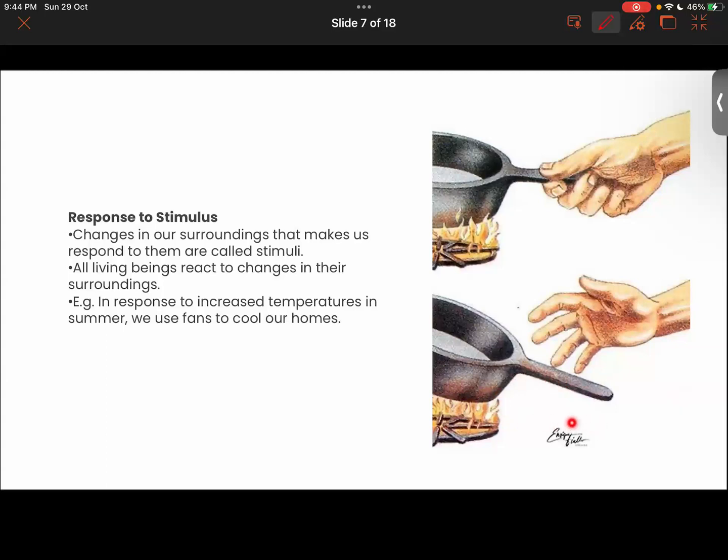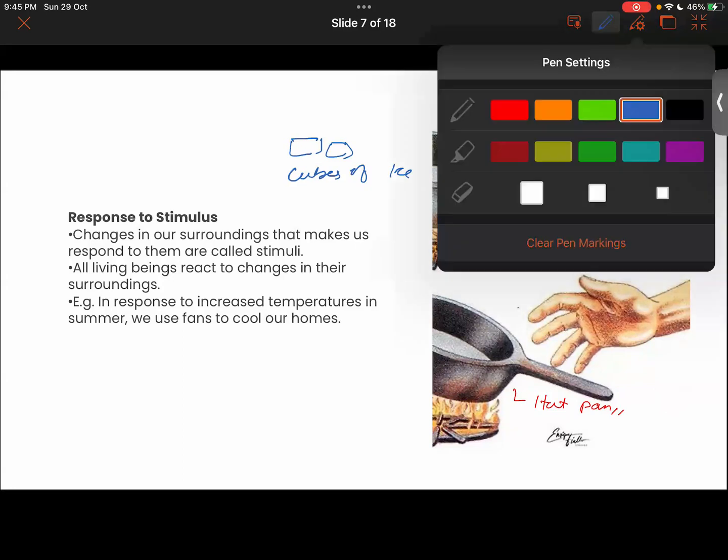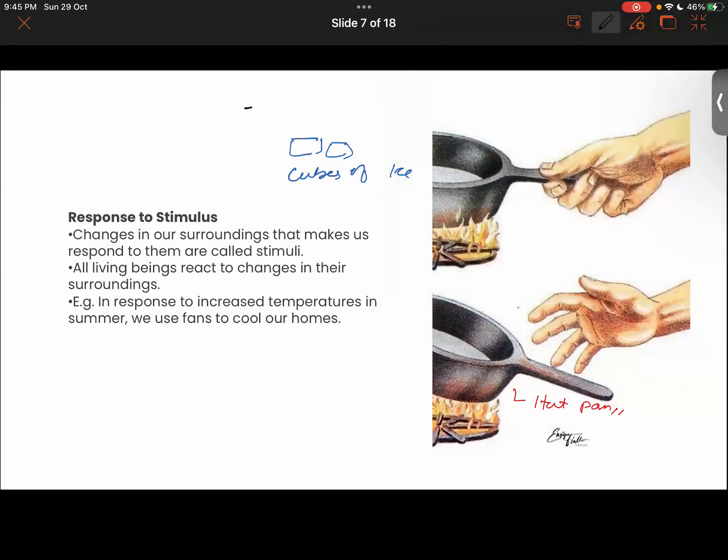So here the cause of stimulus was what? Here the cause of stimulus was this hot pan, right? In a similar manner, stimulus could also be other things. For example, if we suddenly touch a cube of ice, then also we might remove our hand from it, right? So at that time, what was the stimulus here? Cubes of ice, right? In the same manner, you must have seen the touch-me-not plant.